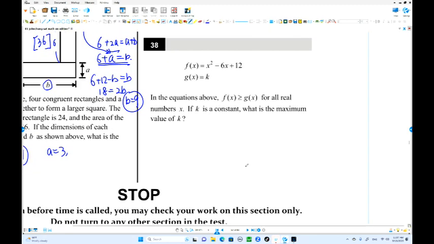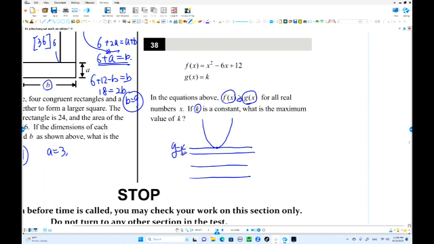Here is number 38. f of x is always greater than g of x for all real numbers x. So that means this is f of x, and g of x should be below it, right? That's why f of x is already greater than this one. So what is the greatest value of k? k is going down over here. The maximum is where they are equal. If k is maximum over here, this is y equals k, right? That is the maximum value of k.